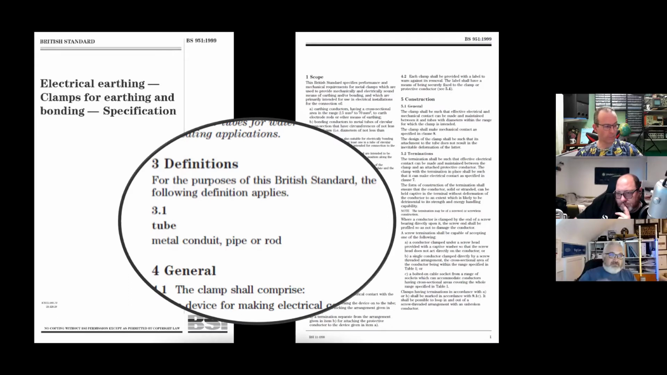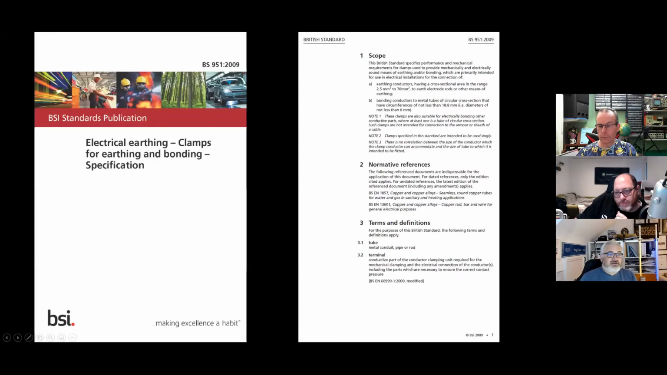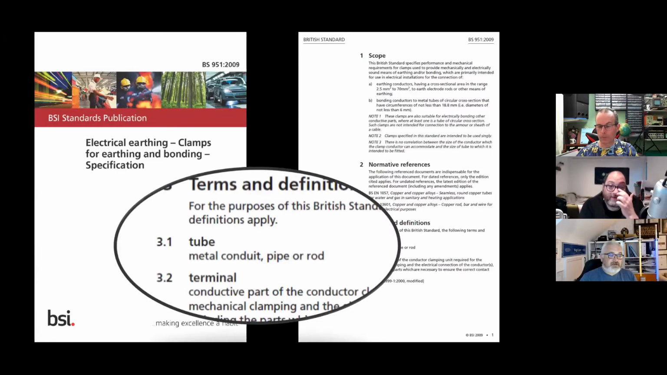And that's why if anyone wants to screenshot that and use that to beat the DNOs up with, by all means, again, Safety Quality Continuity Regs 24 Part 1. There's actually about 4 or 5 references to the need to maintain existing infrastructure across that document. But if you then go a bit further, 2009 edition, metal conduit, pipe or rod. So that's where we are now. And that's what they'll use.